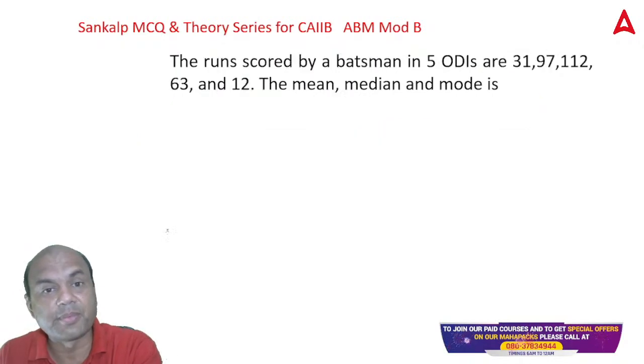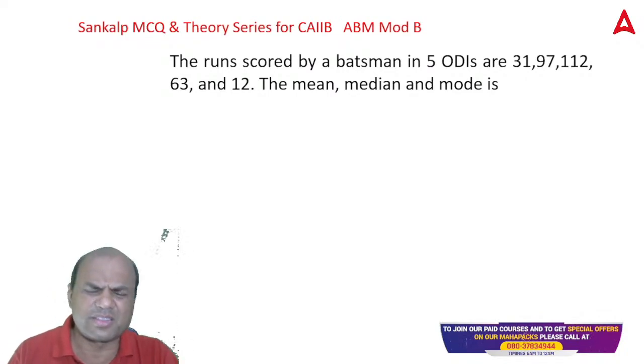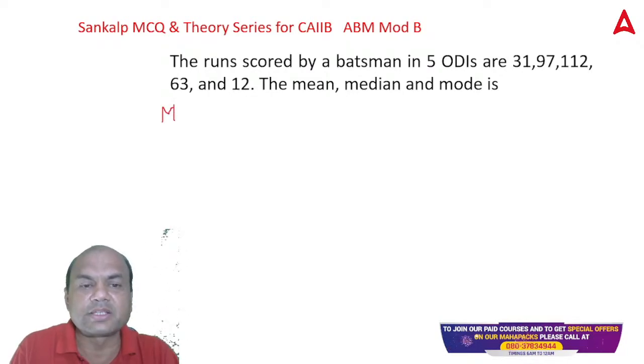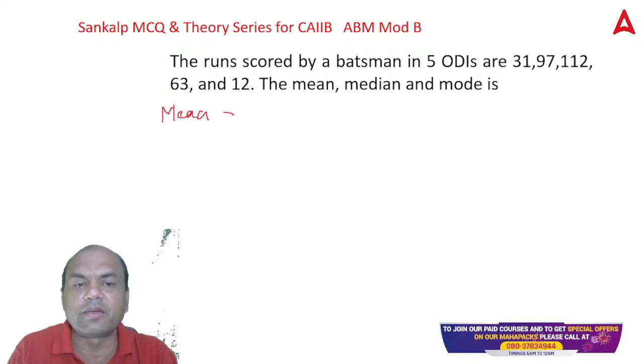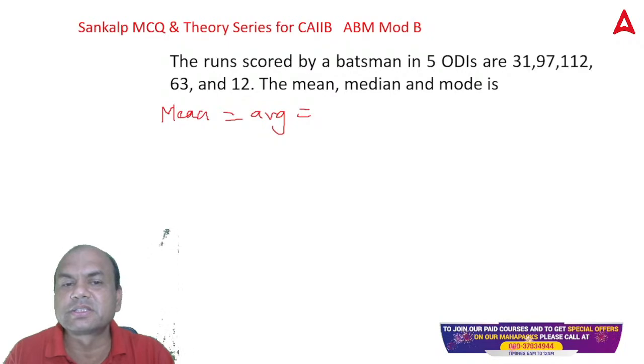Okay. The runs scored by the batsman for 5 ODIs are this. Find the mean, median and mode. Okay. Simple one. Let's do it. Mean. What is the mean? Mean means average. Okay, mean is always average. So what is the average? Total then. 31 plus 97 plus 112 plus 63 plus 12.